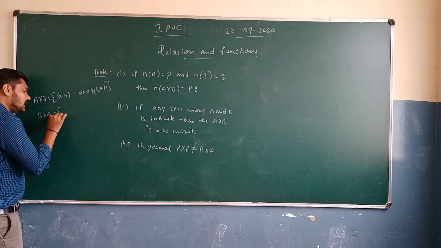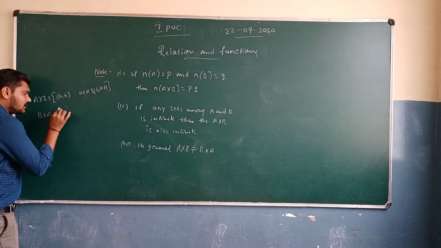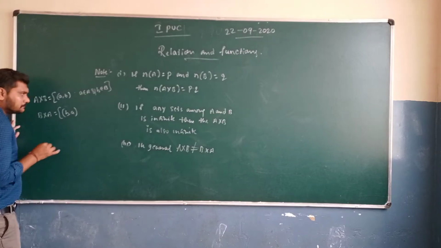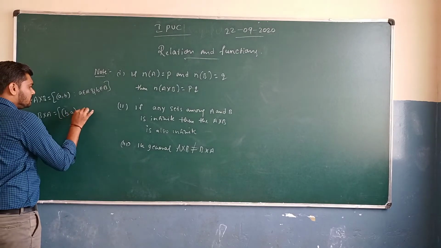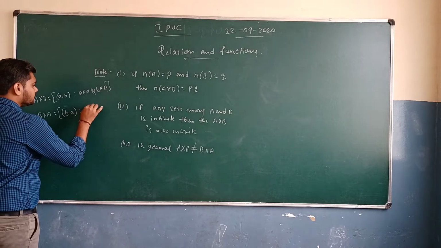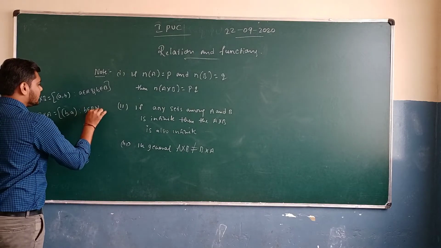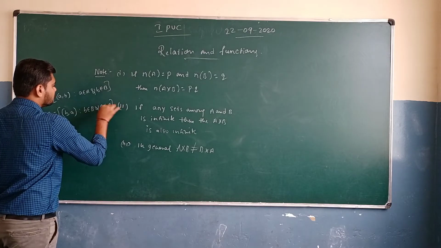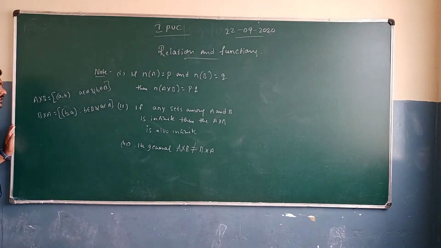Means the element which is present in B cross A is going to be in the form of (b, a) such that b belongs to the set B and a belongs to the set A.